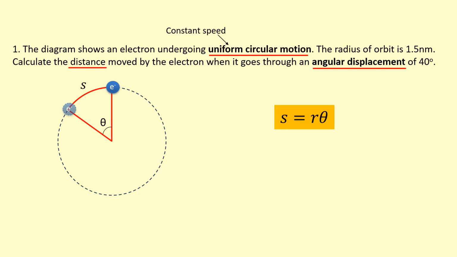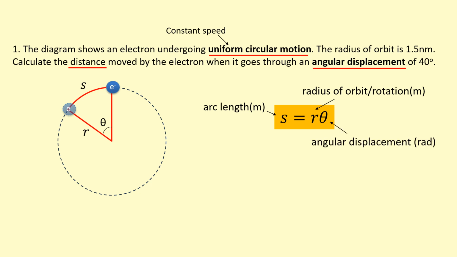Okay, that's linked by this equation, S, which is the arc length in meters, or the distance in this case, and r is the radius of the orbit or rotation measured in meters, and then theta, which is angular displacement, again in radians. So let's turn the 40 degrees into radians: 40 degrees divided by 360, and then times by the equivalent of 360 in radians, which is 2 pi, and that gives us 0.70 radians.